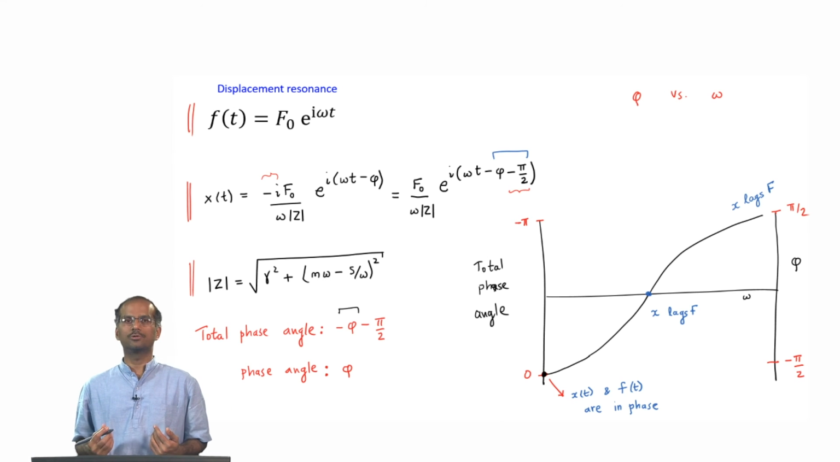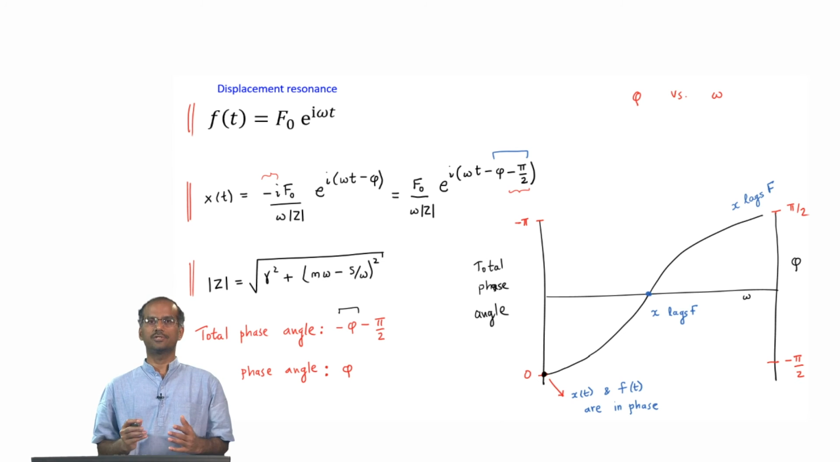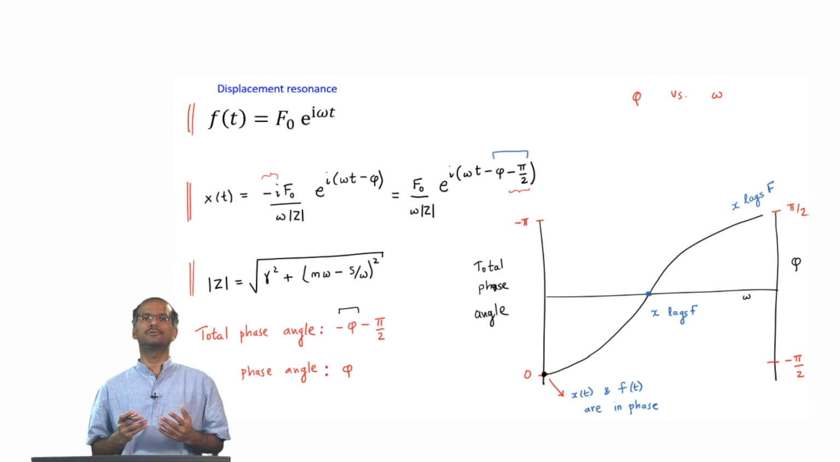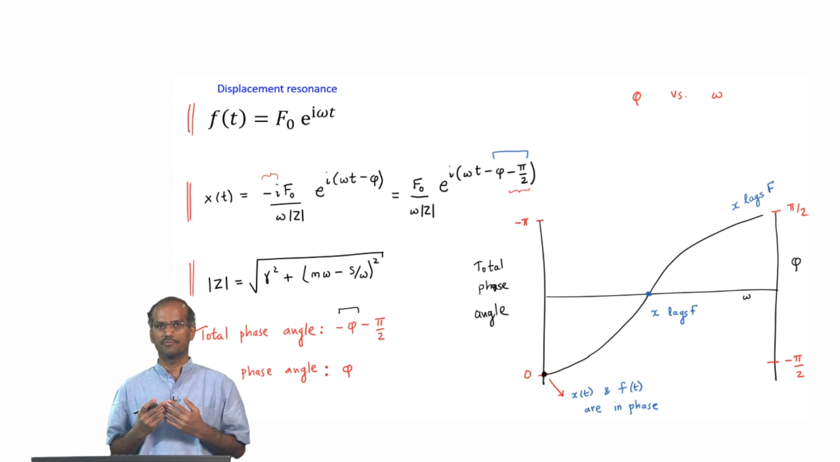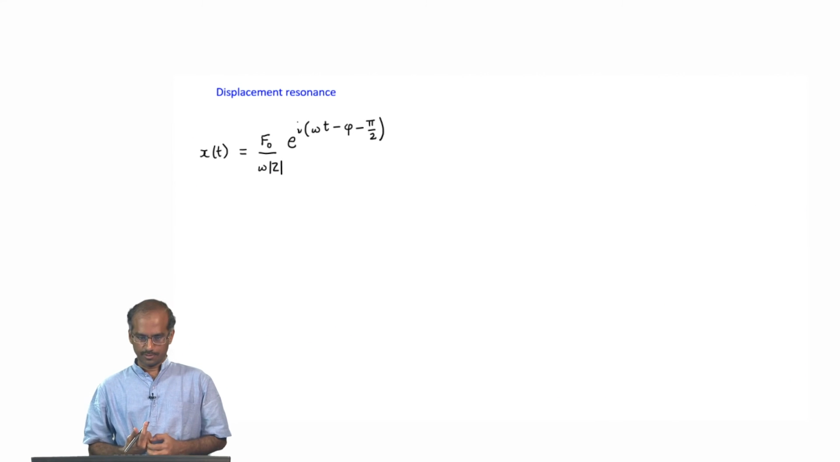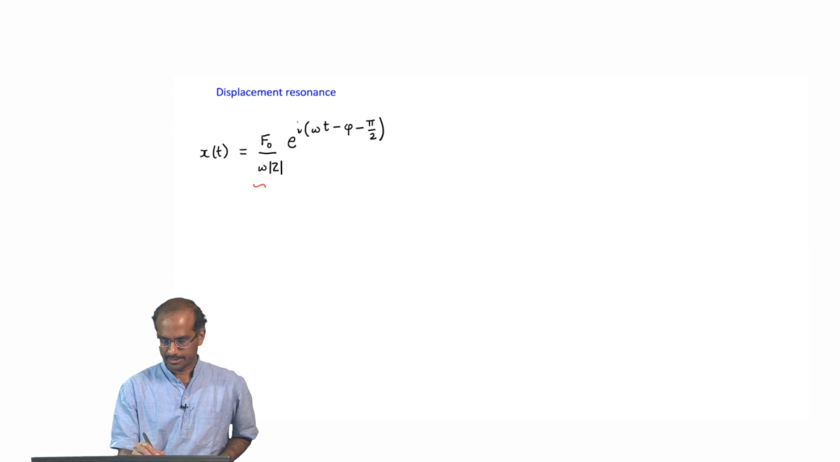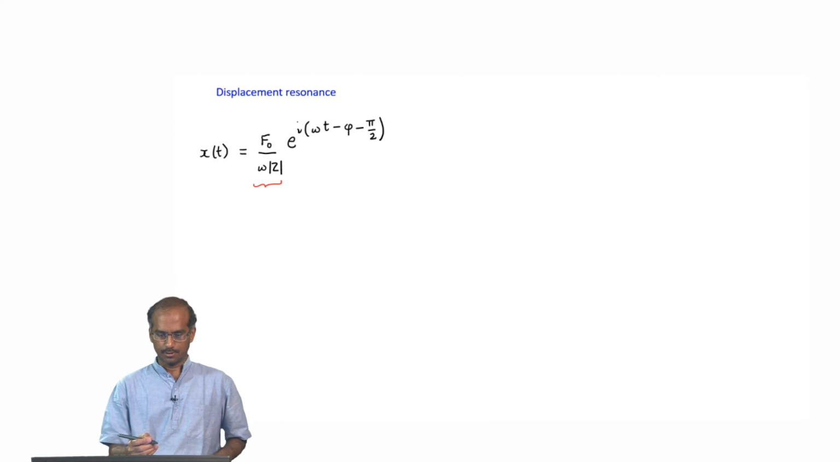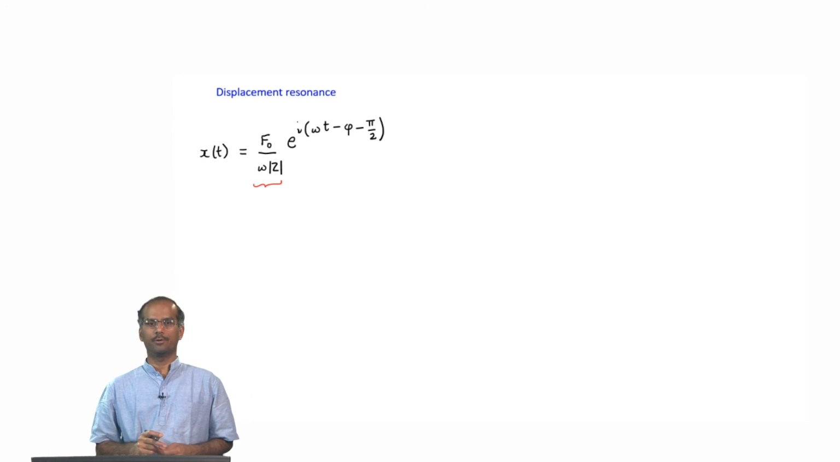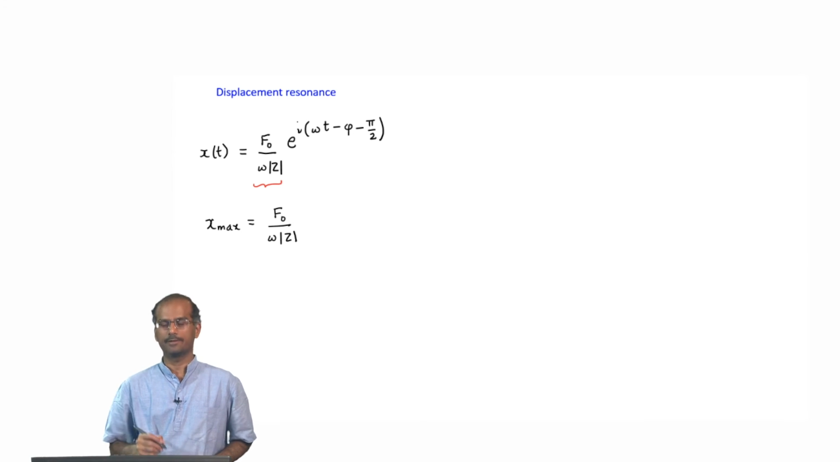Now, with this let us go to the question of displacement resonance. The question there is identical to what we asked when we looked at velocity resonance. So, I have the solution for displacement as a function of time, and you will notice that maximum amplitude would simply be F0 by omega mod Z. Let us write that: x max would be F0 by omega mod Z.